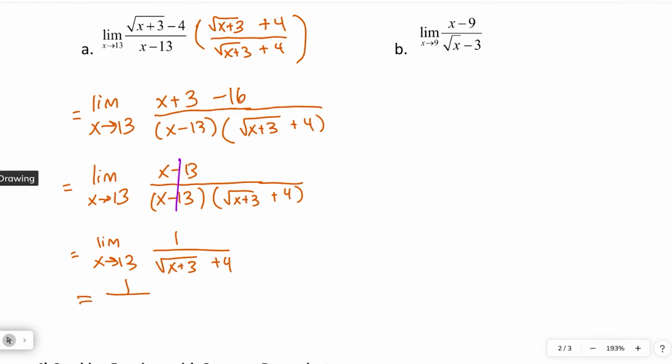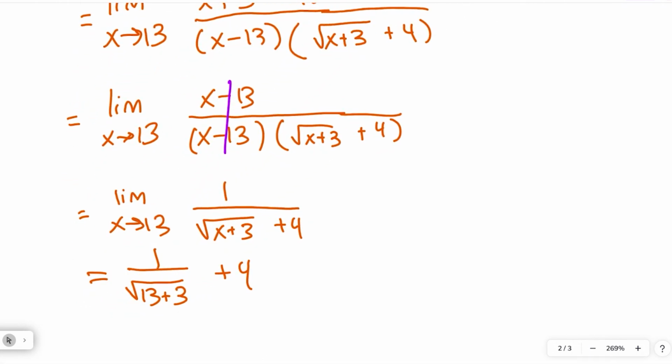So 1 over the square root of 13 plus 3, plus 4. As soon as you do that direct substitution, that's where you stop writing limits, because you're now evaluating the limit. All right, that plus 4 should be in the denominator. My bad. So yeah, 13 plus 3 is 16. Square root of 16 is 4. 4 plus 4 is 8. So this equals 1/8.